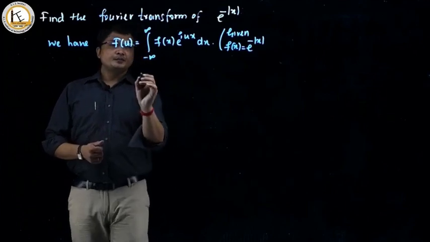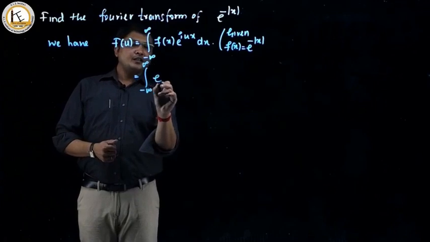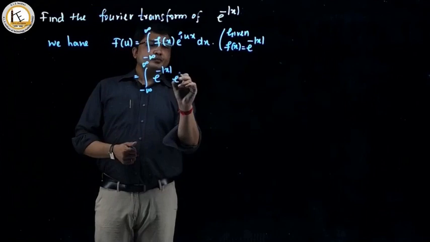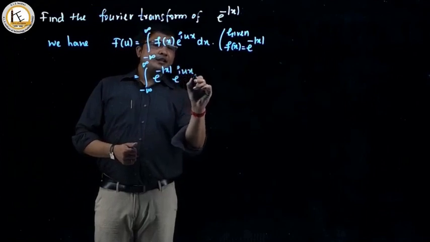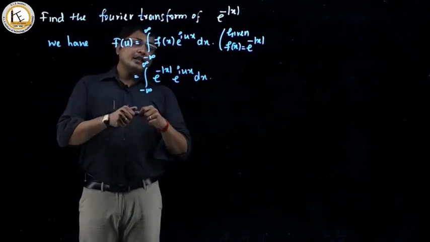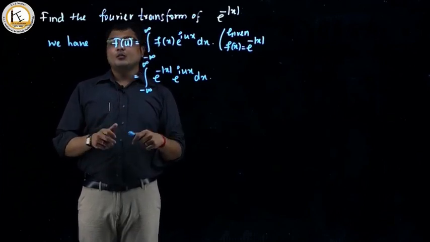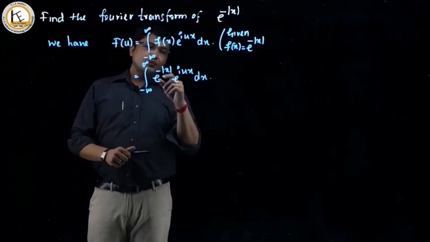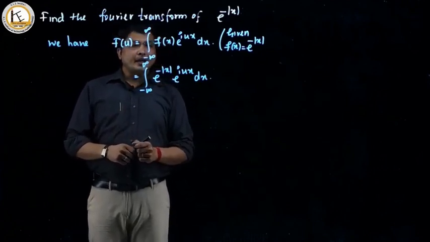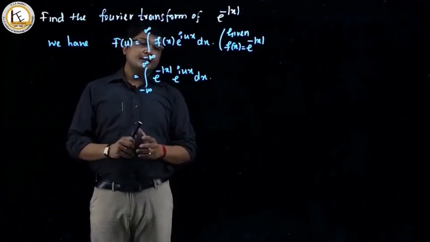And since the function given is e raised to minus of mod x, so given here f of x is equal to e raised to minus of mod x. Now we need to substitute this function f of x in this formula. So it becomes integral from minus infinity to plus infinity of e raised to minus of mod x into e raised to iux with respect to x.